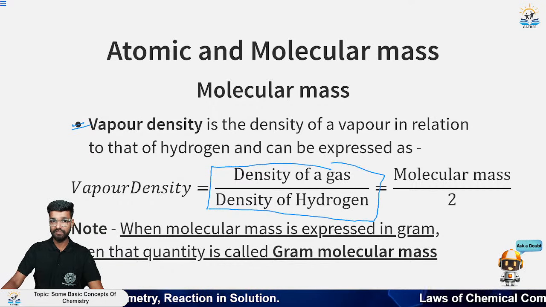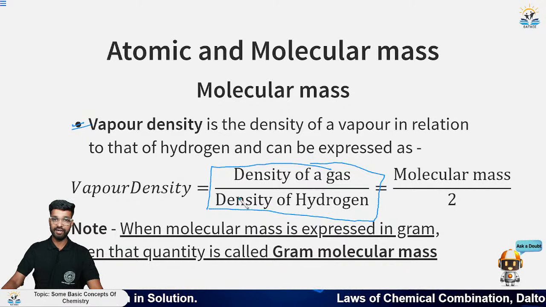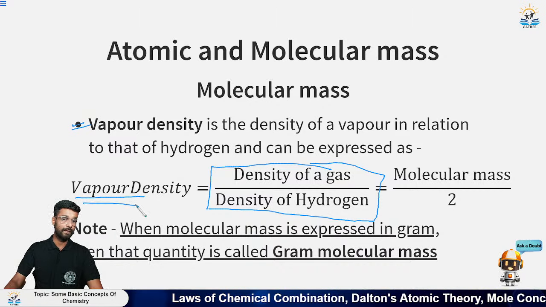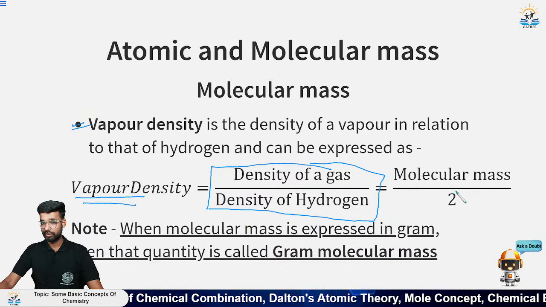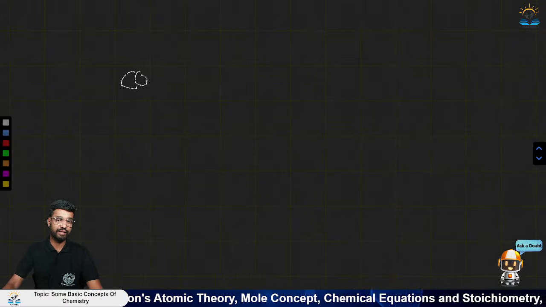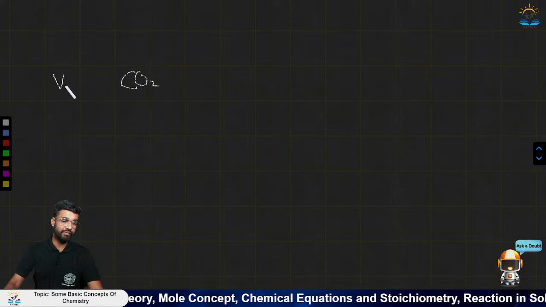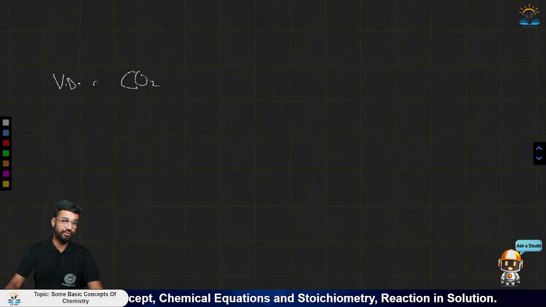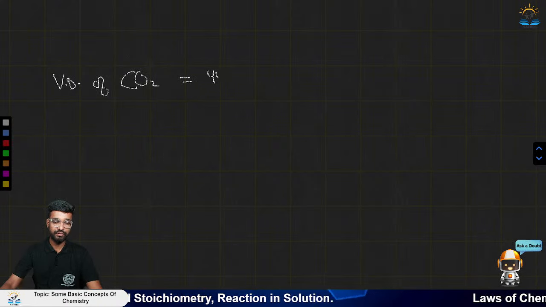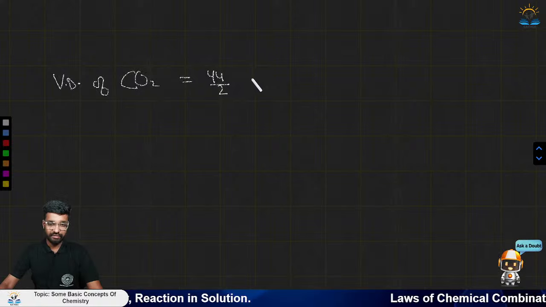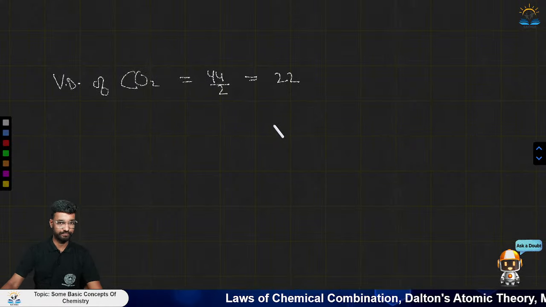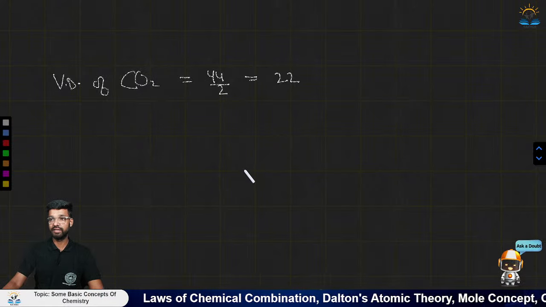So if you know the density of that gas and you divide it by the density of hydrogen, then you can also calculate the vapor density. Suppose you are given the molecular mass of a gas, say carbon dioxide, and you are told to calculate the vapor density of this CO2. How will it be calculated? We have already calculated the molecular mass, so it is 44. We divide it by 2, so it will be 22. So this is the vapor density. In this way we can calculate the vapor density of different gases.